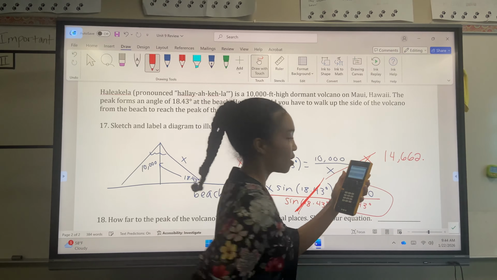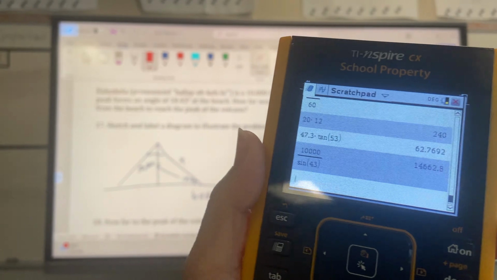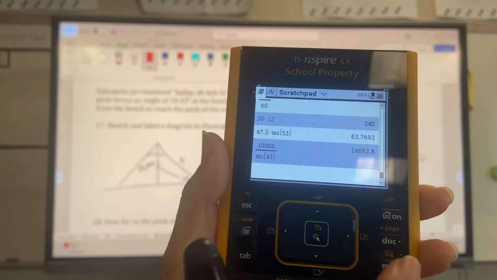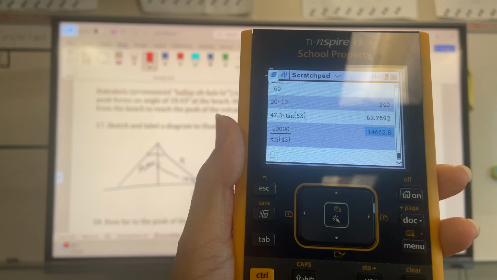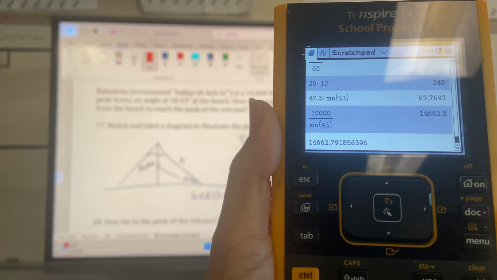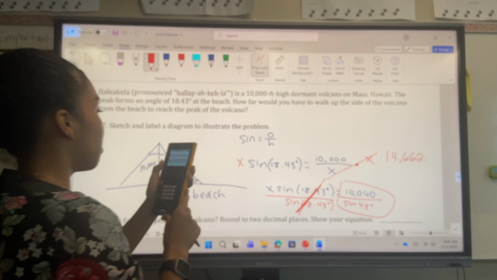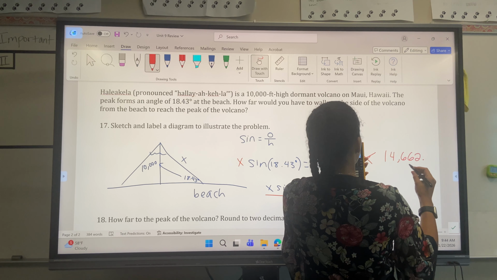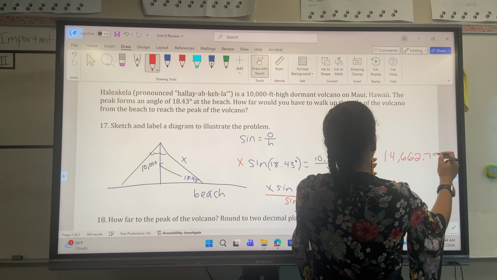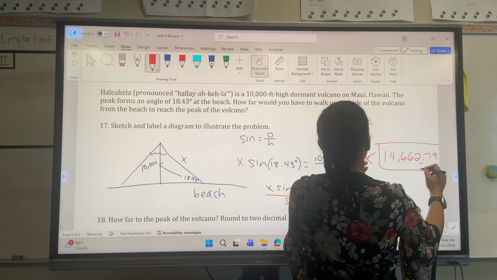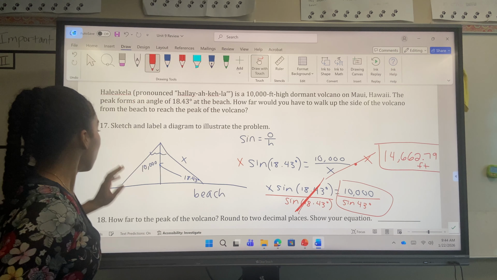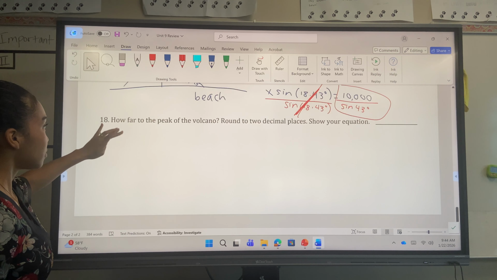So you are going to have to walk 31,662 point, and let me show you. It looks like it rounded it for me. So go up to it, highlight it, and hit enter. And that's the full number. So if I round to 2 decimal places, it'll be 31,662.79 feet. And that's it.